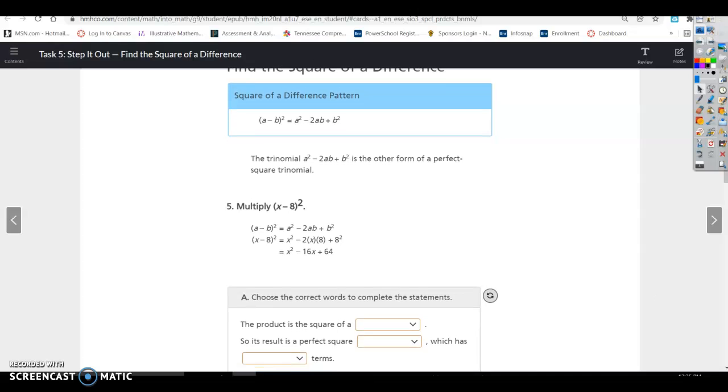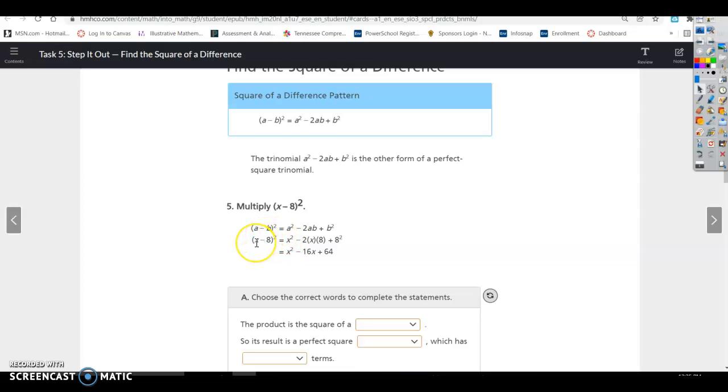That's the only change. All right, so a trinomial, a squared minus 2ab plus b squared, is the other form of a perfect square trinomial. So we have a perfect square trinomial, which means 3 terms. When we square a binomial, we get a perfect square trinomial. The reason is we've got x minus 8 squared, which is the same as x minus 8 times x minus 8. And you can see that they've plugged it into the formula here. And they've done the first term squared.